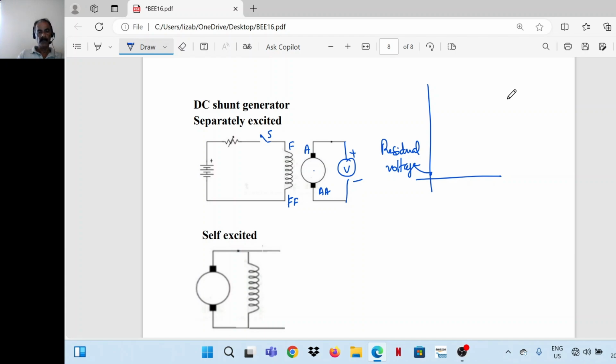Even though you switch off the field current, or even though you remove the field current completely, the magnetism will not be completely wiped out. There will be a certain amount of magnetism remaining in the core. It's called residual magnetism, and this voltage is due to residual magnetism. So this voltage is called the residual voltage.